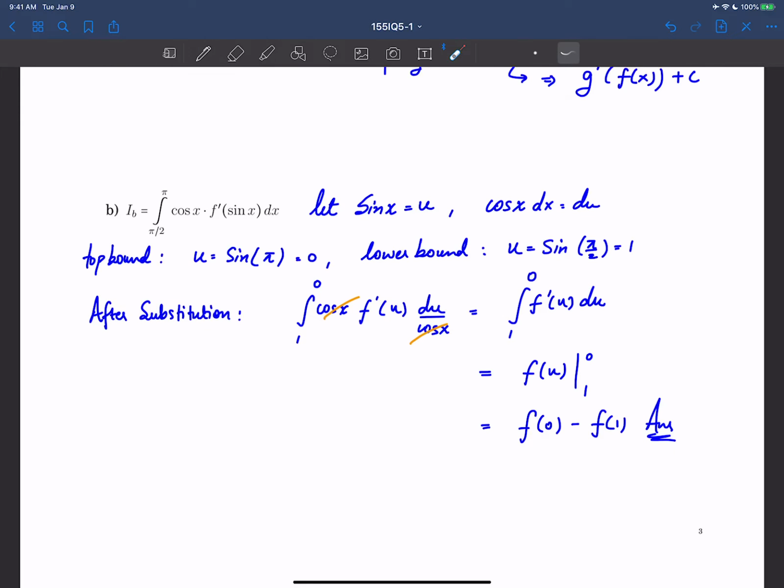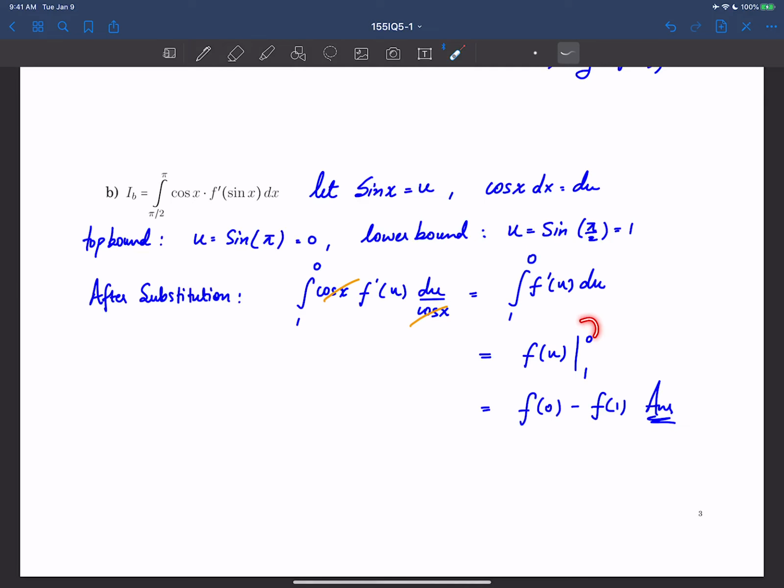That's it. And now to find the thing, all you got to do is plug in the top bound minus plug in the bottom bound. Okay, so function plug in the top bound minus function plug in the bottom bound. These are some values of the f of x and g of x function, which you don't know of, but these are going to be values.